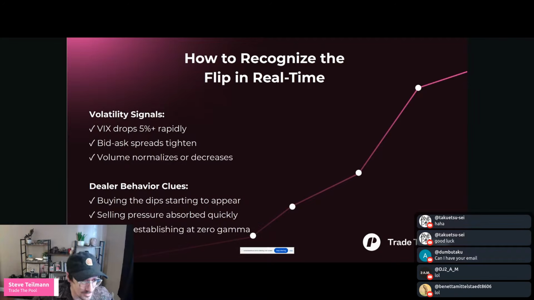That's okay though. Volatility signals: we're going to see a rapid drop. We're going to see the bid-ask tighten and volume normalize and decrease as the shares at this price run out. Got to act fast. All right, dealer behavior clues. We're going to be seeing the buying of the dips starting to appear. So we're going to be seeing a series of higher lows.